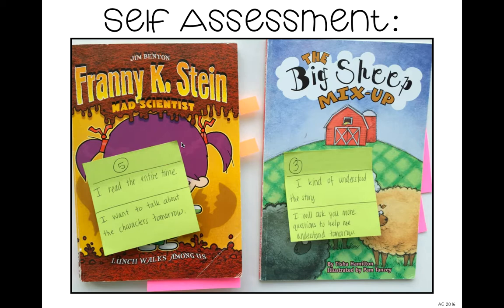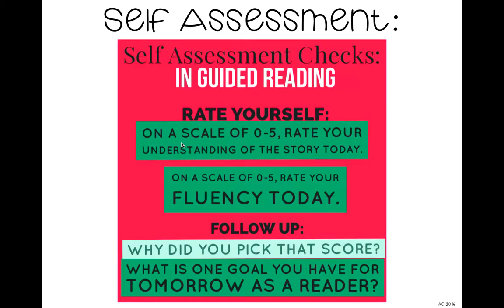So these are just two examples from these two books, and I'll show on the next slide what questions they were answering. So these are two things you could do. On a scale of 0 to 5, rate your understanding of the story today. So maybe a student will say that they kind of understood it, because they weren't really sure what this character was doing. And then the other one is on a scale of 0 to 5, rate your fluency today.